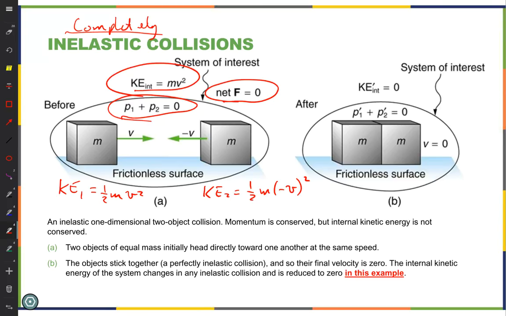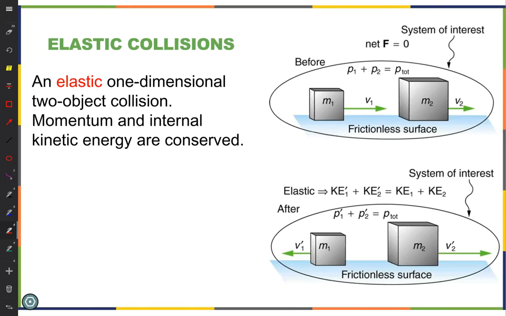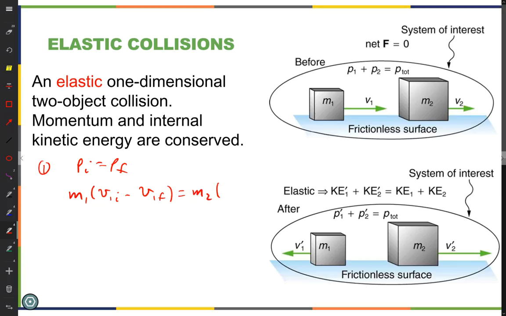So that's how we work with inelastic collisions. Elastic collisions, well, then we have kinetic energy conserved. So we're going to have two conditions. Number one will still be momentum initial is equal to momentum final, or mass 1 times V1 initial minus V1 final equals mass 2 times V2 final minus V2 initial. That's still our first condition.